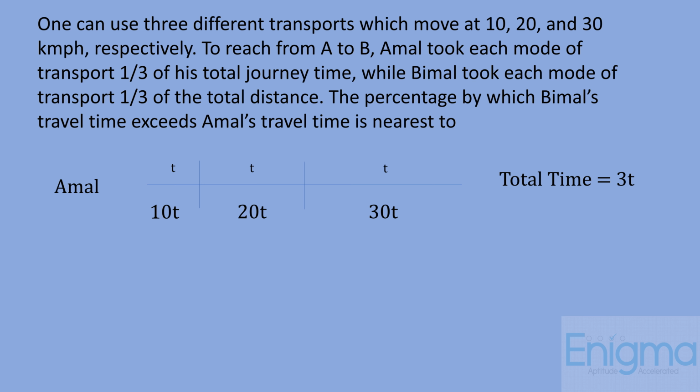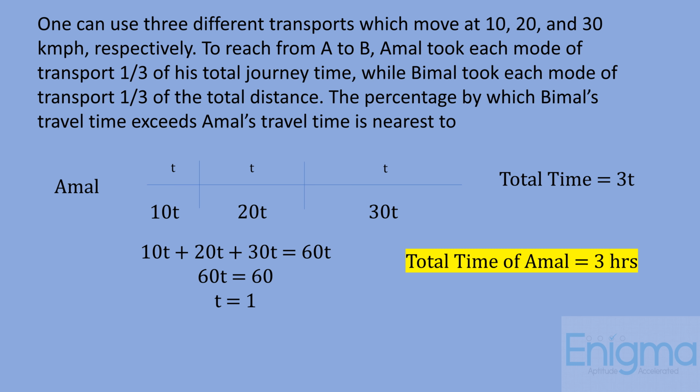So the total distance covered is 10t plus 20t plus 30t, that is 60t. Now if you remember, we have assumed the distance as 60 kilometers. So therefore we can get the value of t as 1. So the total time which we had assumed as 3t becomes 3 hours.